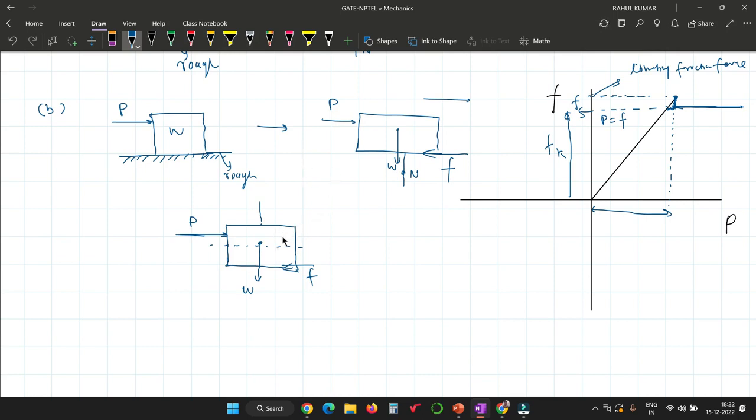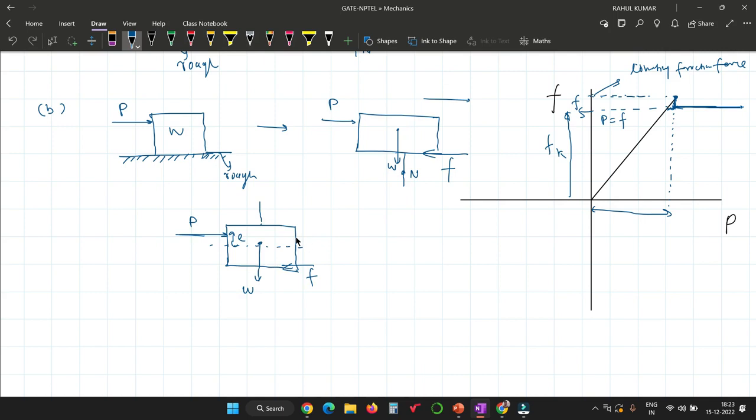Are you getting my point, what I am trying to say? Because of the moment. Suppose you apply an external force not along this direction, but at some distance, say a distance E, and the weight is along this direction and friction is in this direction. Then you cannot say that the normal reaction will act exactly in this direction. It will act at some distance.